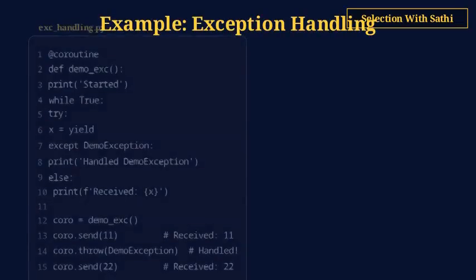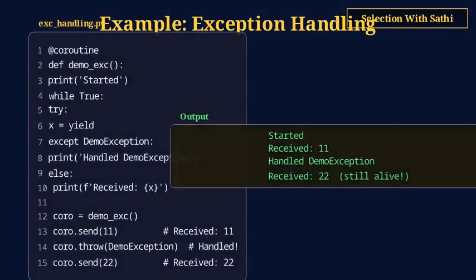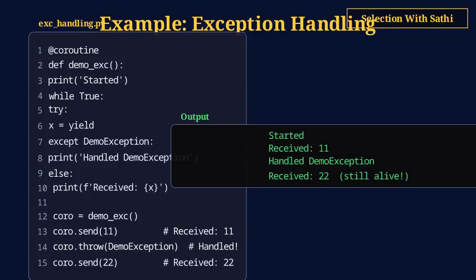Exception handling in coroutines uses try except around the yield. Our resilient coroutine wraps value equals yield inside a try block. The except clause catches ValueError and prints a message. When we call coro.throw with ValueError, the exception is raised at the yield. The coroutine handles it, prints the message, and continues to the next yield. If we threw an unhandled exception, the coroutine would terminate.